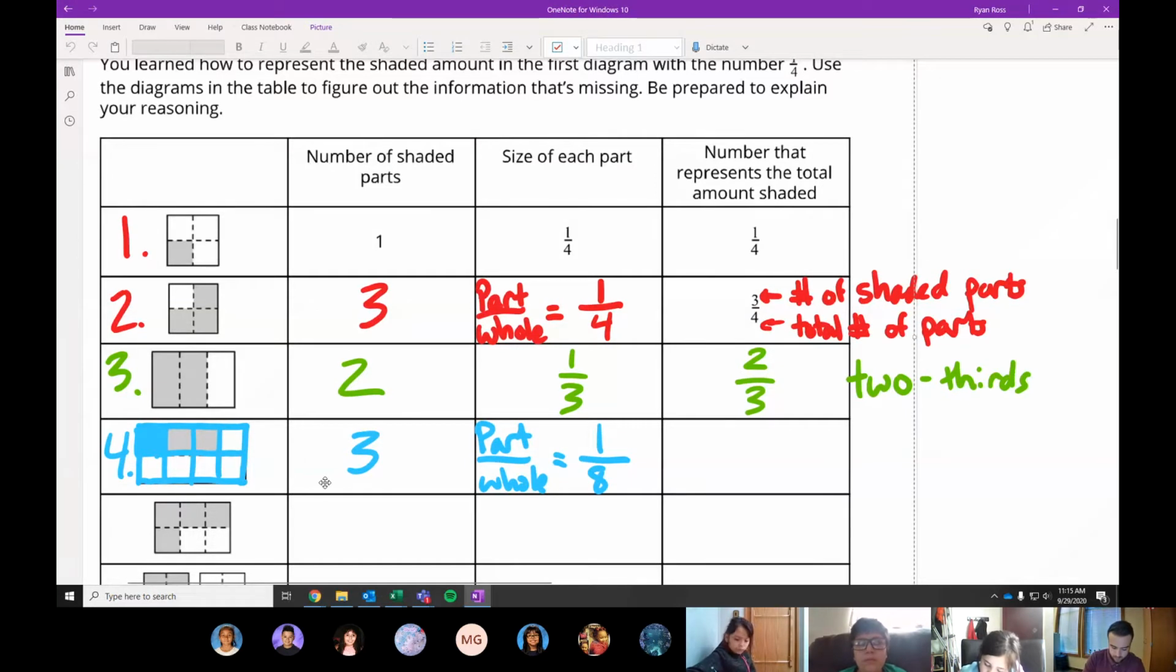Now I'm going to go back and get rid of my blue shading here, and let's look at the gray shading that they gave us. So if we're trying to come up with a number that represents the total amount shaded in gray now, what would our fraction be? 2. So we take our number of shaded is on top.